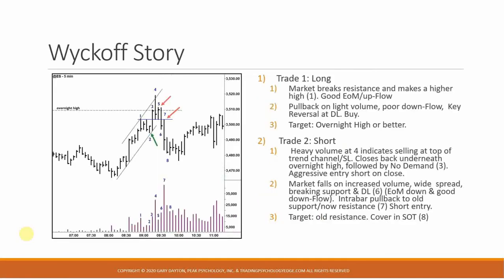Let's take a look at how this works out, and I'll go through this. From the bottom up to bar 1, what do we see? We see good flow to the upside. We see wide spreads, closing firm, pretty good spread, closing firm. We see volume expanding to the upside as we get that good ease of movement up. We talked about this a lot last time: good flow, good ease of movement.